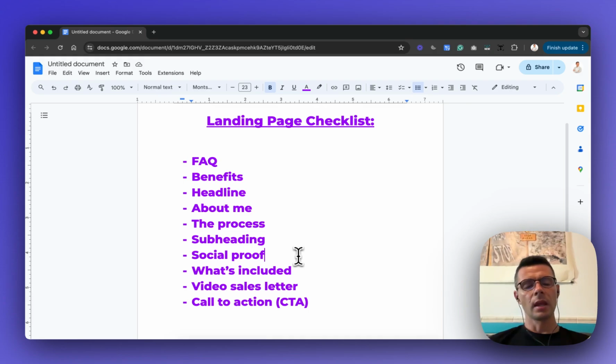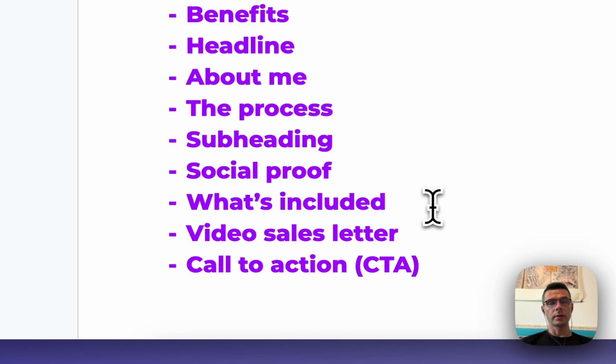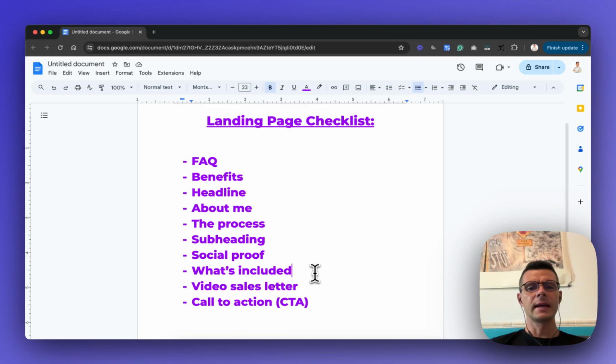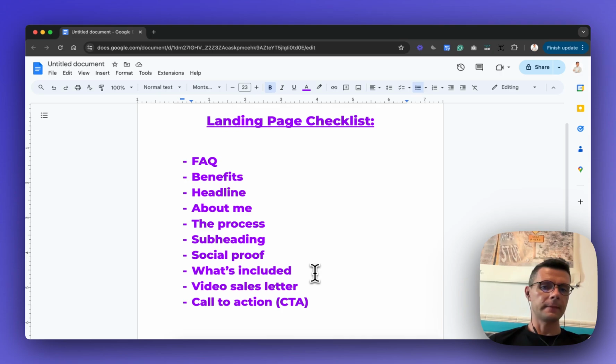Okay, what's included? It's another important point, almost similar to the benefits, but a bit more. It dives more into your service and what they're gonna get out of working with you, what's in it for the customer, basically.